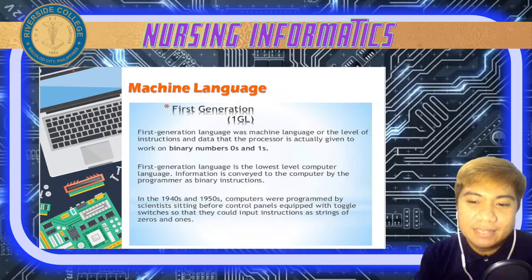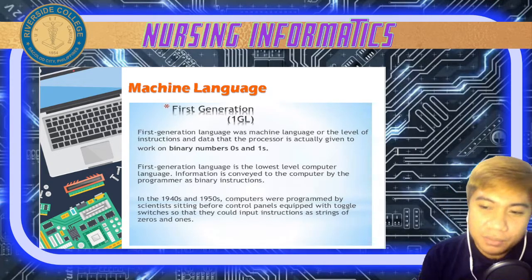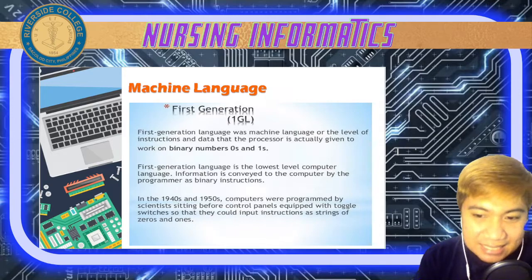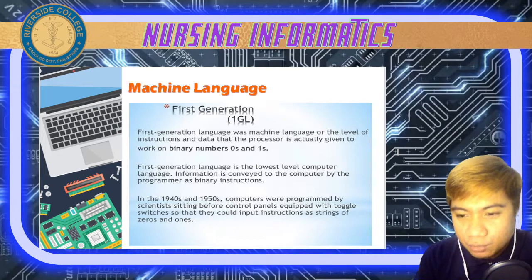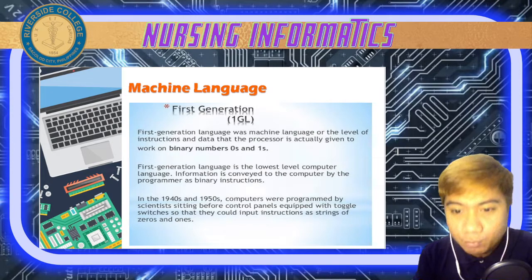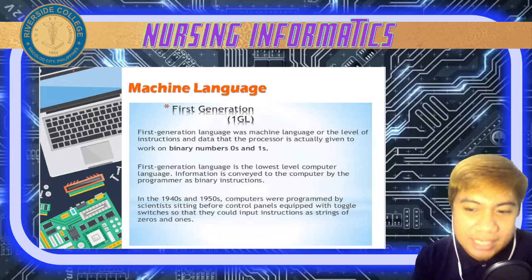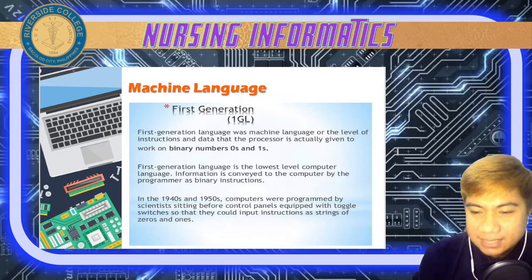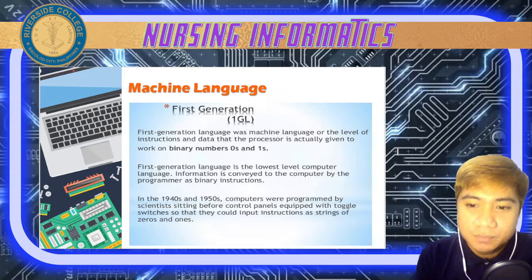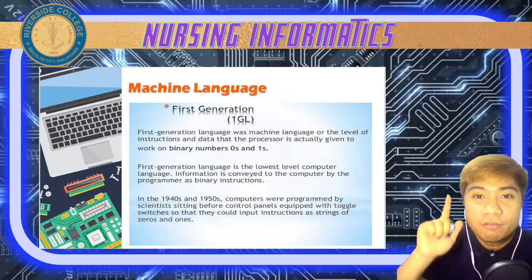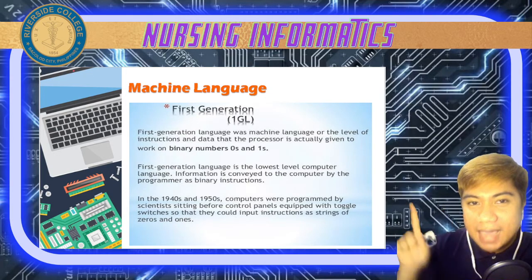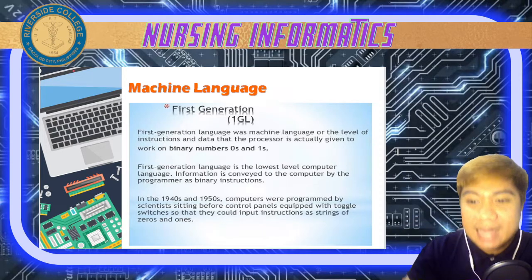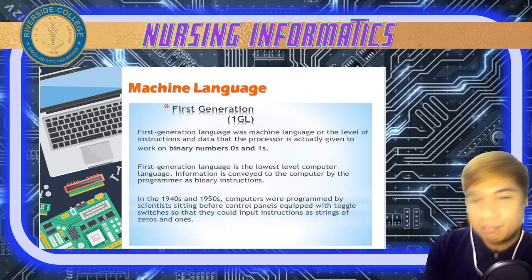So in the 1940s and 50s, these computers were programmed by the scientists sitting before the control panels, equipped with toggle switches so that they could input instructions as strings of zeros and ones. Tandaan talang class, machine language, or your 1GL, uses binary instructions or binary numbers.